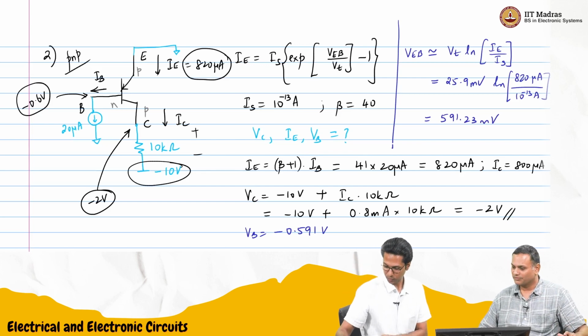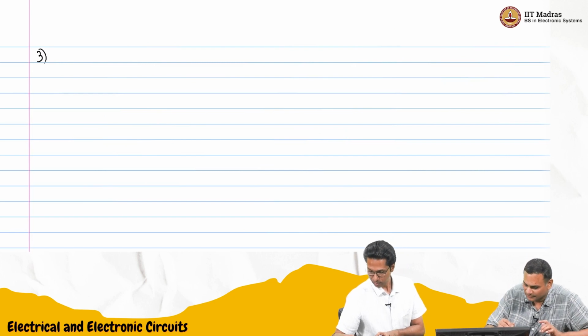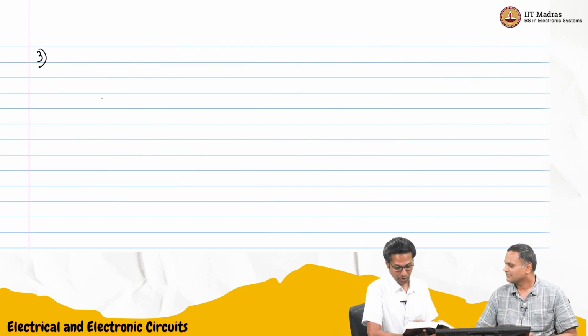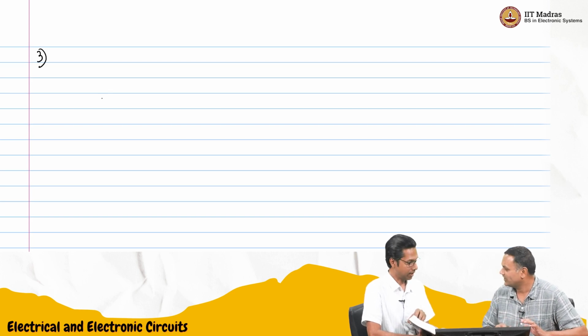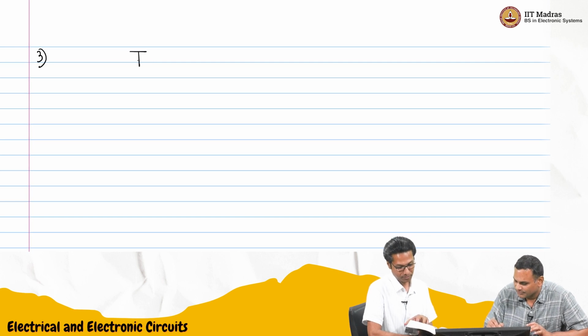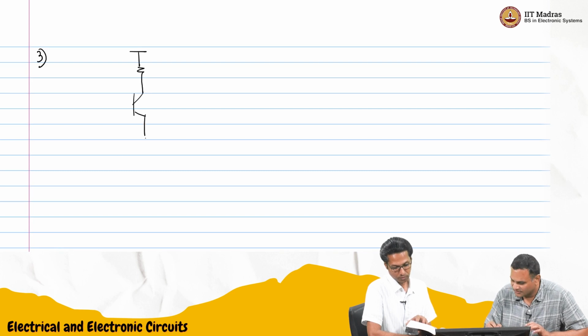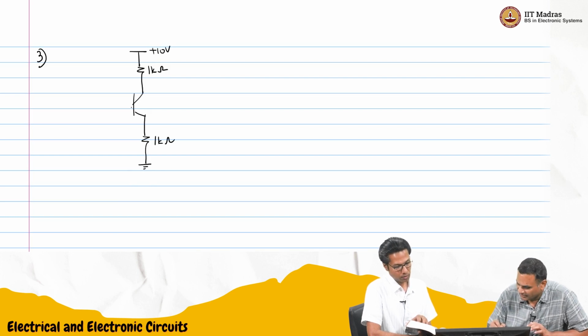So now we will pick another one. So I have a PNP again. Maybe I'll just look at it and draw it. Okay. So I have a resistor and this is ground. And this is plus 10 volts. 1 kilo ohm, 1 kilo ohm. And I have a resistor like this, 100 kilo ohms.